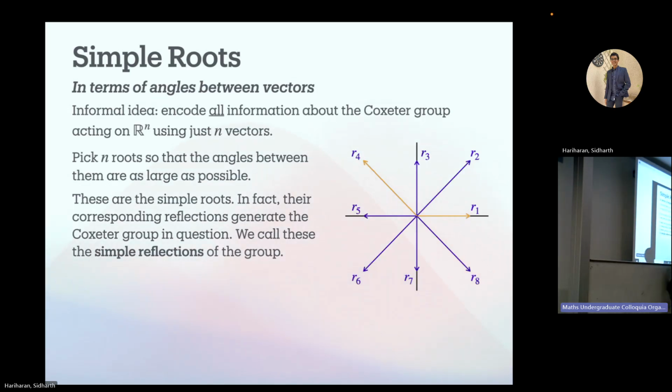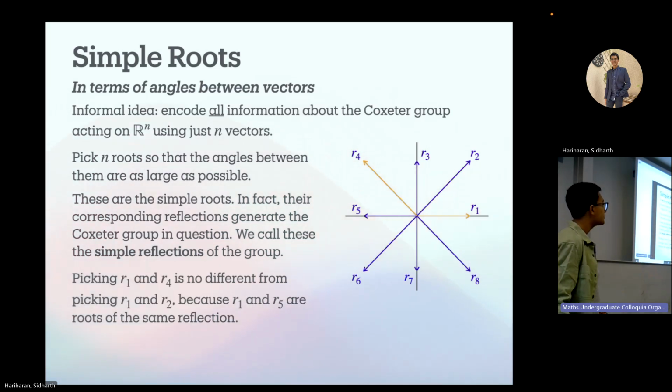Okay, so if you think about this, you cannot get an angle any larger than 135. Except for this, we don't know about that. And we call these the simple reflections. So we call these the simple roots. Now, these simple roots correspond to certain reflections. Those reflections are called the simple reflections. And actually, those reflections generate the Coxeter group in question, which is kind of cool.